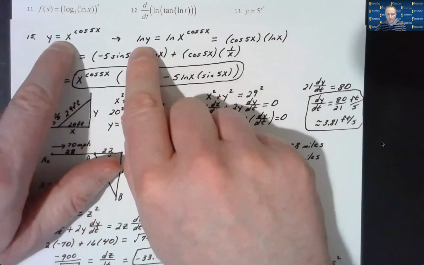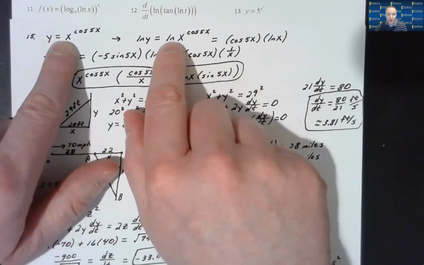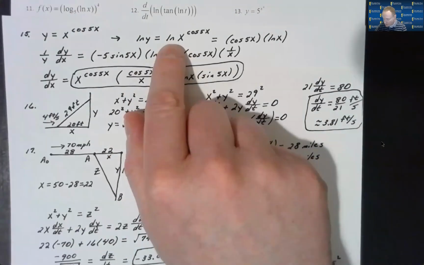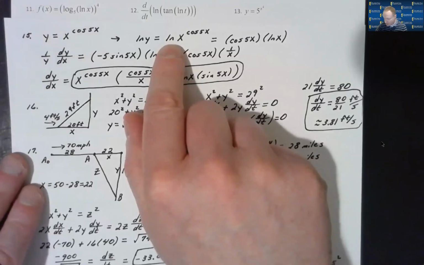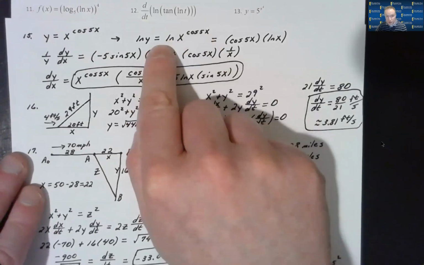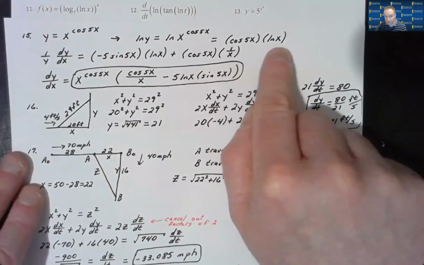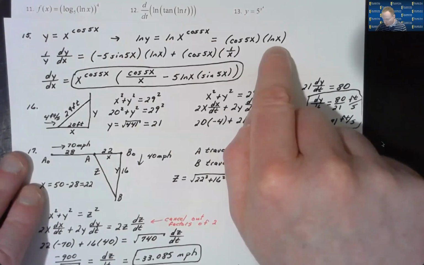And we'll go in and say, let's take the natural log of both sides of our equation. When we take the natural log of both sides of our equation, on the right, we use principles of logarithms to simplify. We can say this cosine of 5x can and should come down in front of the natural log of x. And then we'll have the natural log of y is equal to the cosine of 5x times the natural log of x. Then you can say, okay, at that point, we're ready to take the derivative.